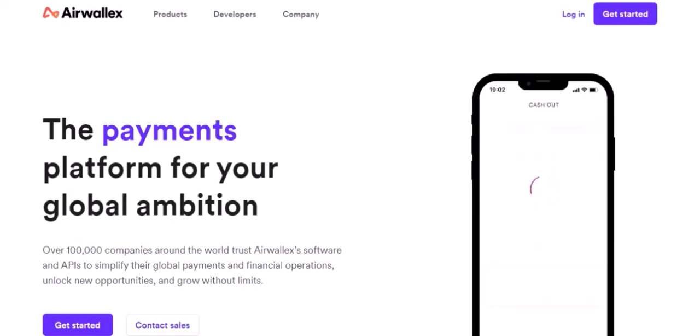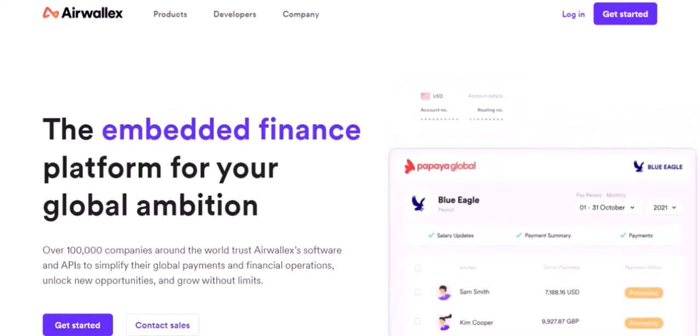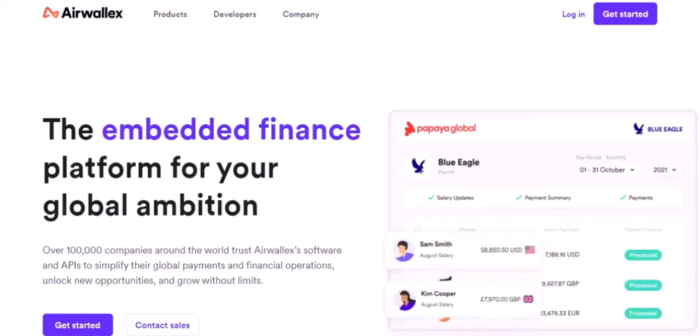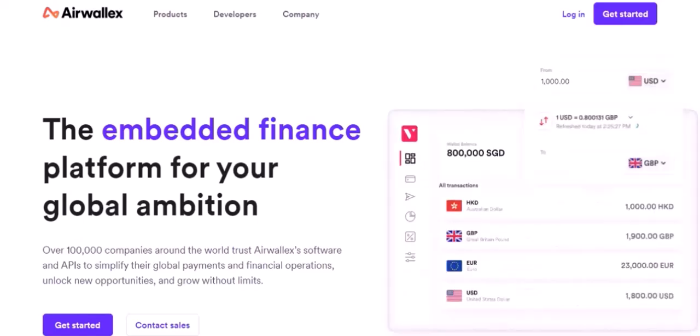Imagine you're planning a global business venture. You're excited about the prospects, but there's one major hurdle. How will you handle international payments? That's where Airwallex comes in. But which currencies does this fintech giant support? Let's dive in and find out.